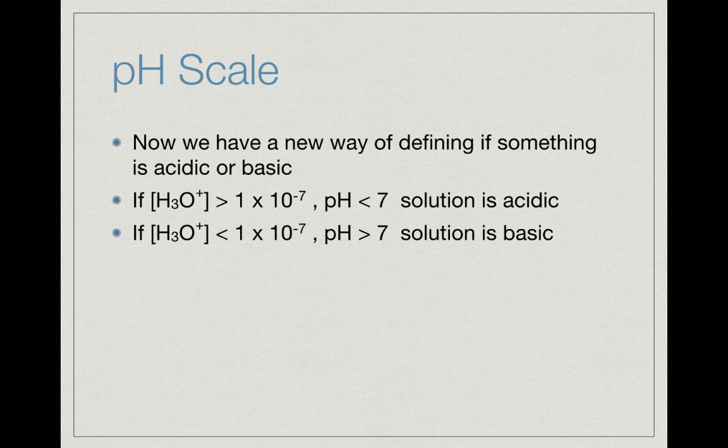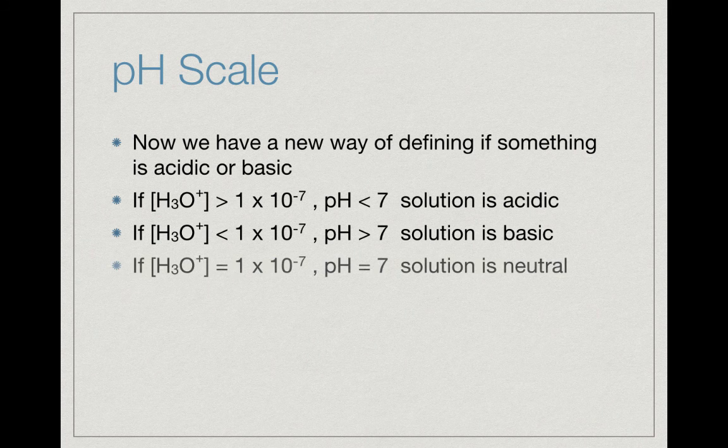If the hydronium ion is less than 1 times 10 to the minus 7, well, that means that the hydroxide would be greater than 1 times 10 to the minus 7, and the pH should be greater than 7. And so that solution now is basic. So if you have a pH greater than 7, then the solution is basic. And the higher the pH, the more basic that solution is. If you have a situation where the hydronium ion is equal to 1 times 10 to the minus 7, then the pH is going to be equal to 7, and that solution is neutral.